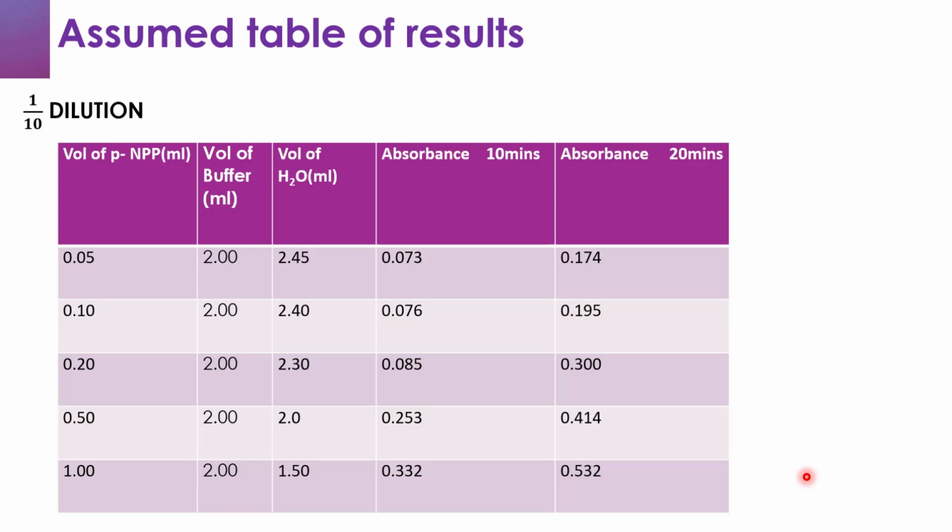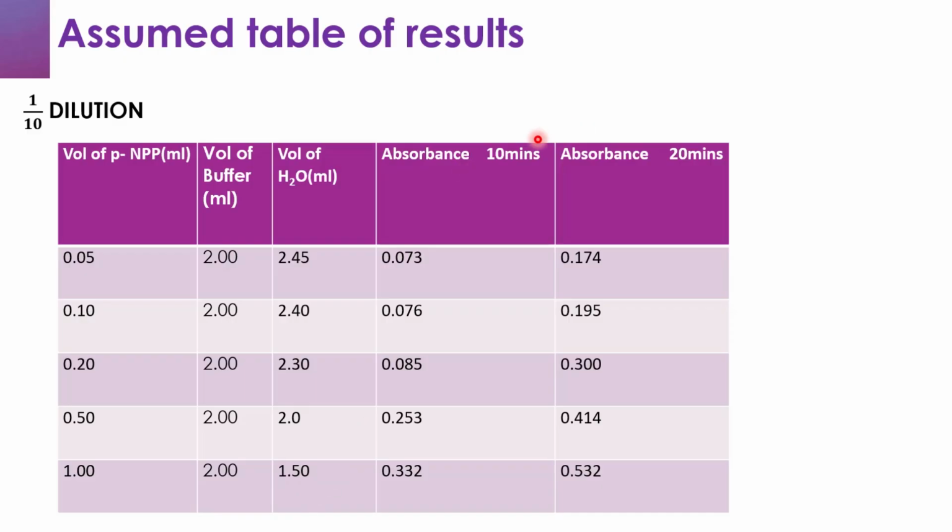This is just an assumed table of results, and I'm using the 1 in 10 dilution. If you look at the table, we have the volume of p-nitrophenol phosphate added to each of the test tubes: 0.05, 0.1, 0.2, 0.5, and 1.0. This is the volume of citrate buffer that we added, so we added 2 ml to each test tube. This is the volume of water that we added: 2.45 to test tube 1, 2.4 to test tube 2, 2.3 to test tube 3, 2.0 to test tube 4, and 1.50 to test tube 5.